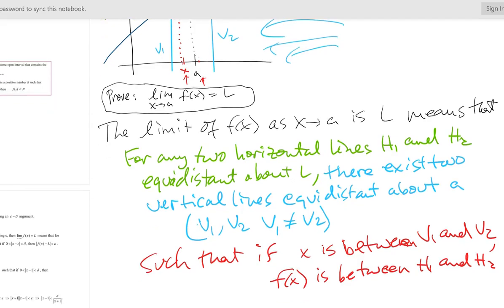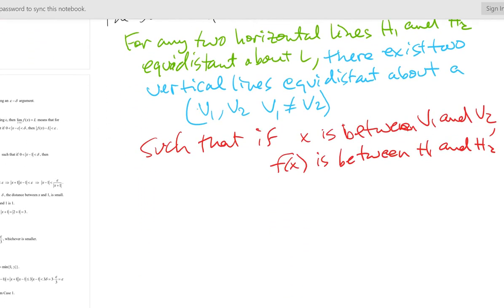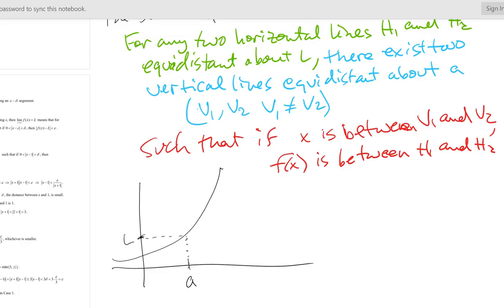So let's look at this with another example. Let's look at it with a graph going up like that. I'm going to choose my a, and I go up to the graph and over, and this will be L. Then I'm going to choose my horizontal lines around L, equally distant around L. And then there are corresponding vertical lines. These are blue.